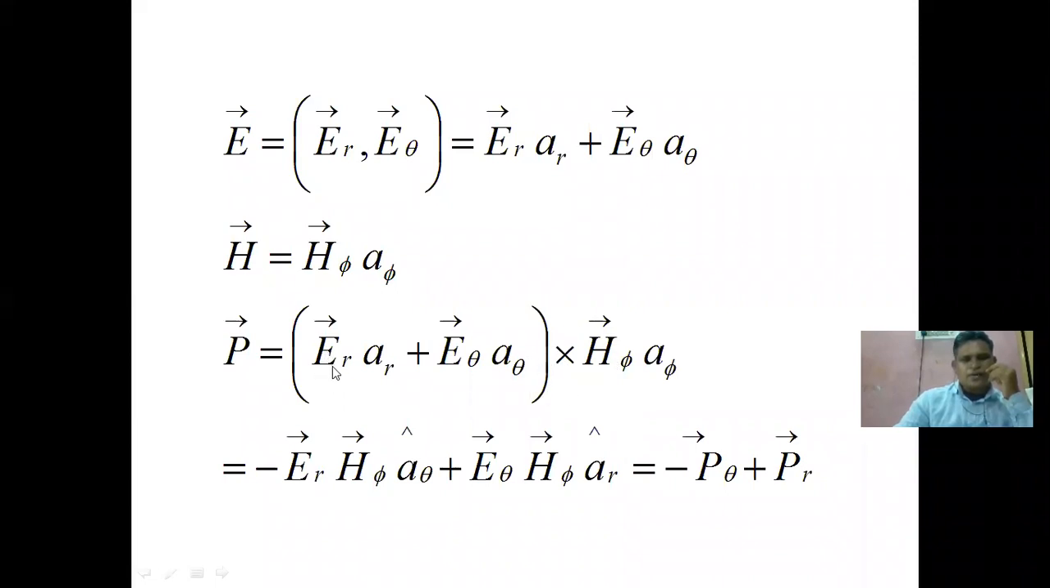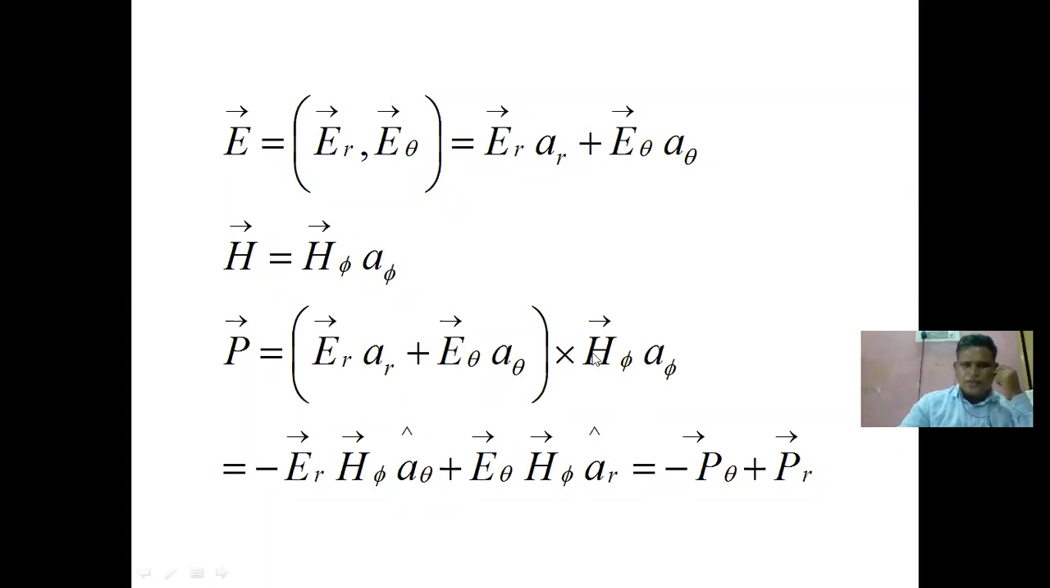What is the first term? ER AR cross H phi A phi. These are the unit vectors. Therefore, you get ER H phi times AR cross A phi, and AR cross A phi is equal to minus A theta. This is the cross product of these two unit vectors. Normally AR cross A theta is equal to A phi. A theta cross A phi is equal to AR. A phi cross AR is equal to A theta. Now here it is AR cross A phi. That's why we are getting minus A theta.